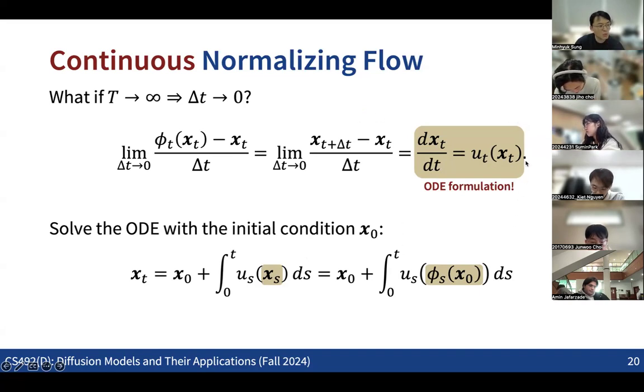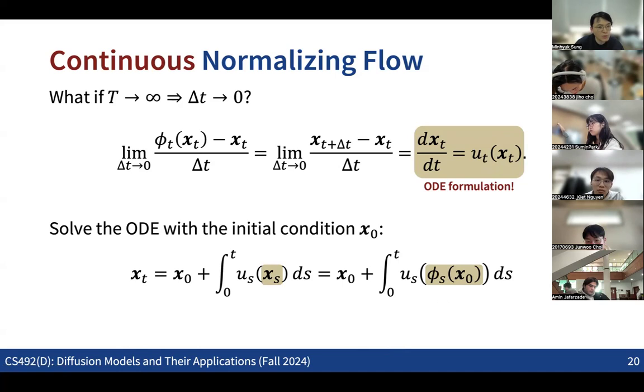So given this ODE formulation, we can now sample xt by calculating everything. Starting from x0, when you solve the ODE, we can compute xt like this. So given this velocity field, or vector field, we can sample xt by solving this equation.